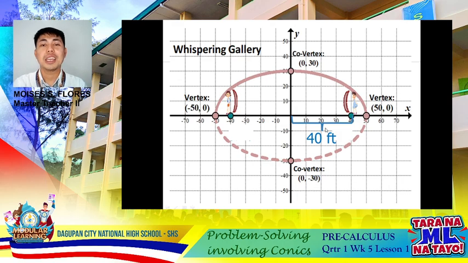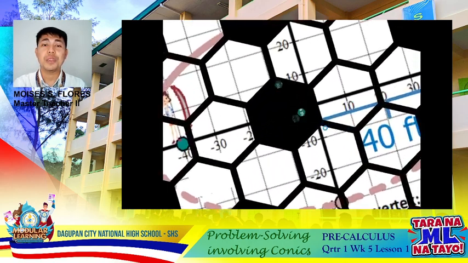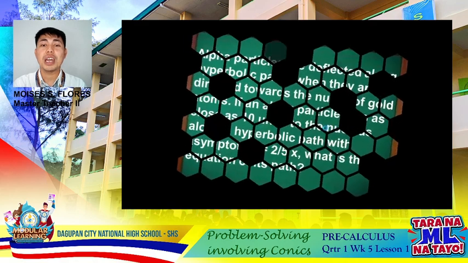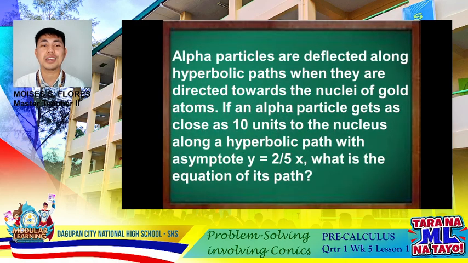And the last type of problem we have to deal with is an application for hyperbola. It says here, alpha particles are deflected along hyperbolic paths when they are directed towards the nuclei of gold atoms. If an alpha particle gets as close as 10 units to the nucleus along a hyperbolic path with an asymptote equation, which is y equals 2/5x, what is the equation of its path?